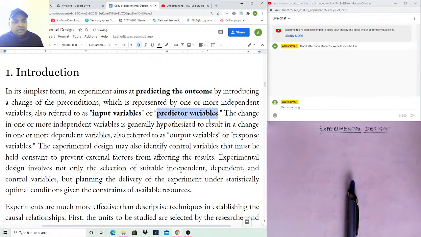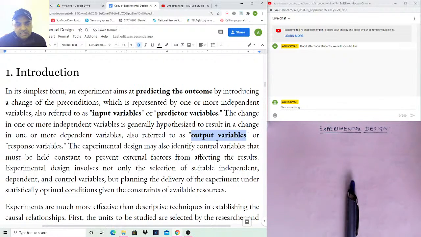Basically, the change in one or more independent variables is generally hypothesized to result in a change in one or more dependent variables, referred to as output variables. So what we are saying is that if we change these input variables, there will be a change in the output variable. In other words, the output variable is dependent on the input variable. That is why output variables are known as dependent variables, whereas input variables are independent variables.